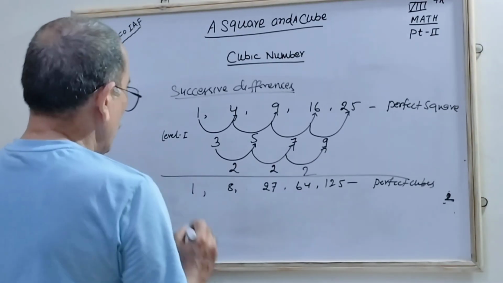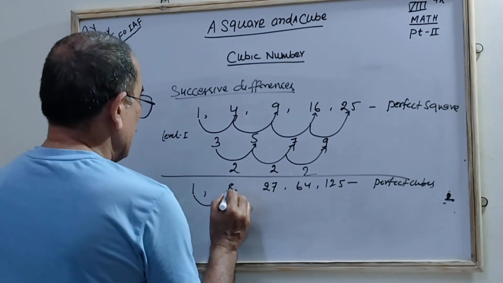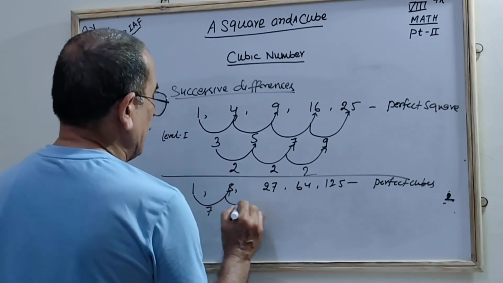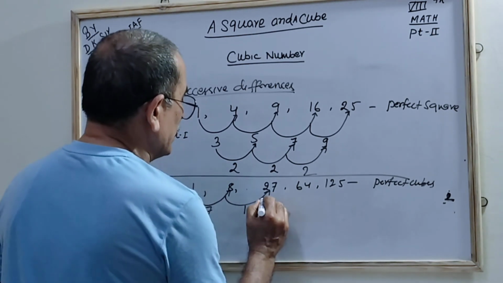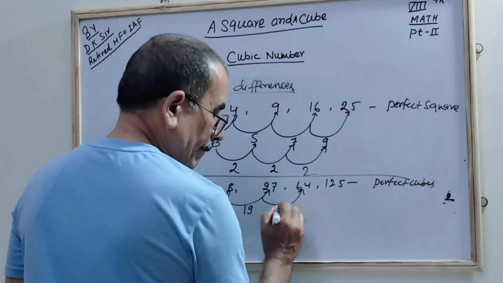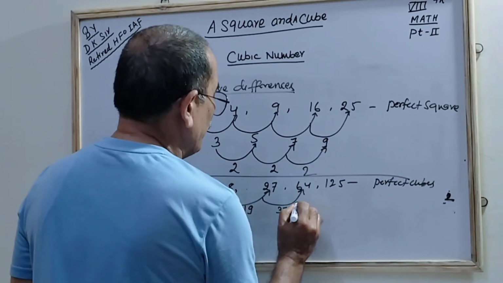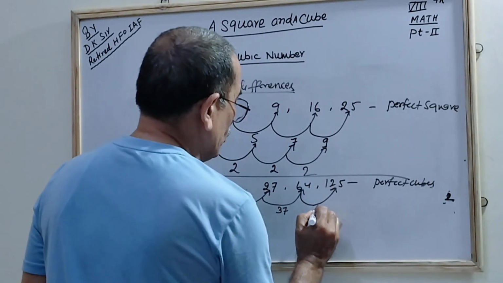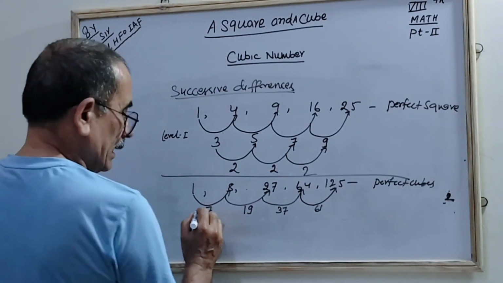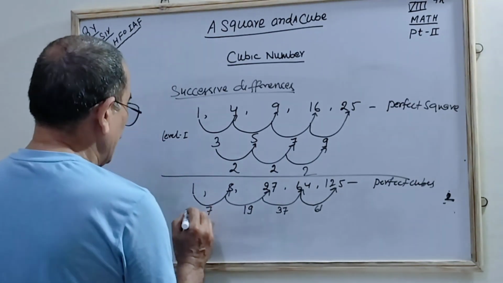Here we will find what is the difference between them. You find the 7 is a difference. Here how much difference is there? We find the 19 is a difference. Here? We find the 37 is a difference. How much difference is there? We find the difference is a 61, correct? Again, this becomes level 1, correct?